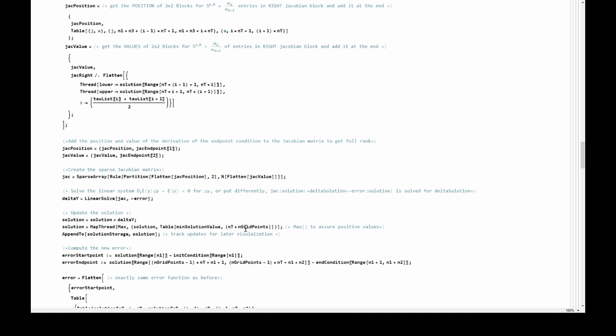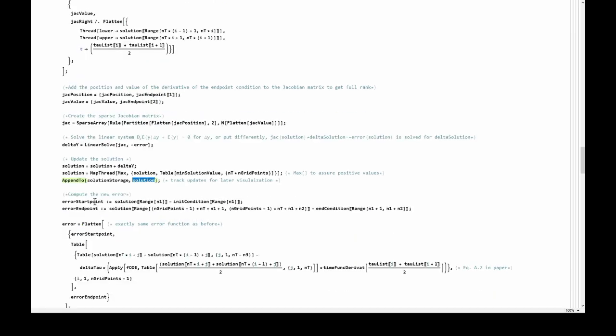So we say, okay, if it's negative, if it's too small, we want to set it equal to some minimum solution value, which is a very small positive value in our case. And then we just glue it onto the solution storage vector, which is basically just to be used for illustration later, to see how the algorithm improves the solution iteration by iteration.